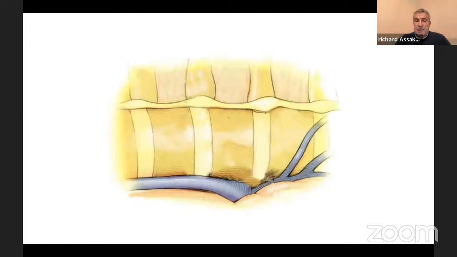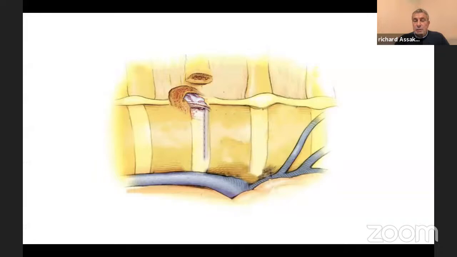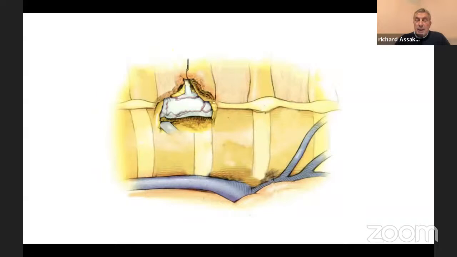Locate your disc, then make sure that you are on the right level. If you're not using navigation, you need X-rays; if we're using navigation, we don't need to do any X-rays because virtually we can make sure that we are on the index level. Open the pleura, take out the head of the rib, create a partial corpectomy at the posterior part of the body of the vertebra, expose the dura and decompress the cord.